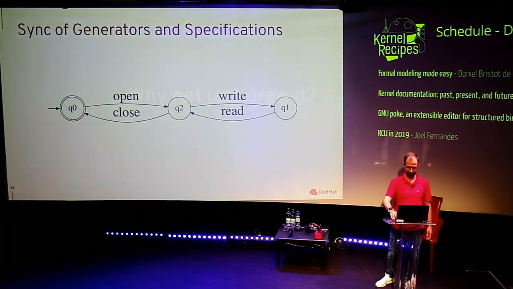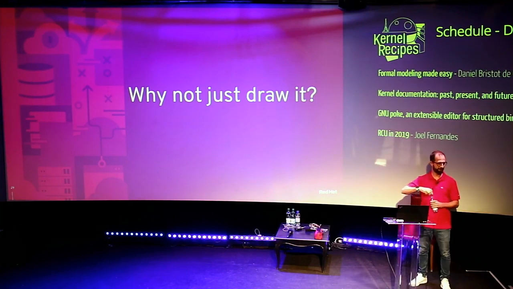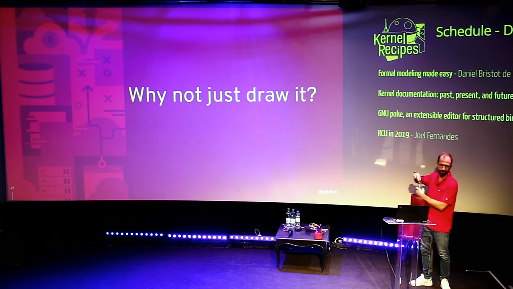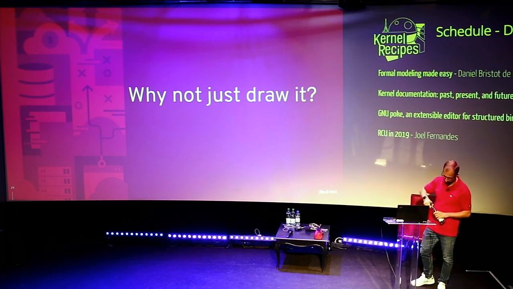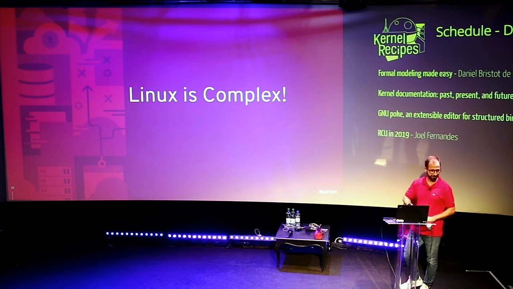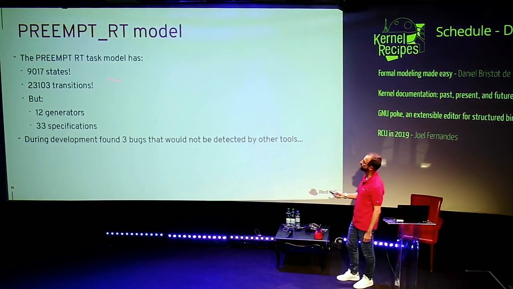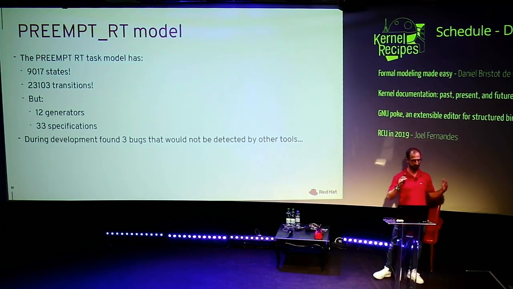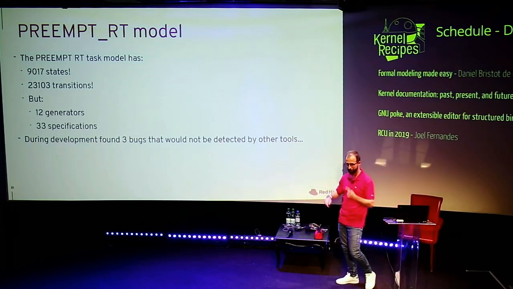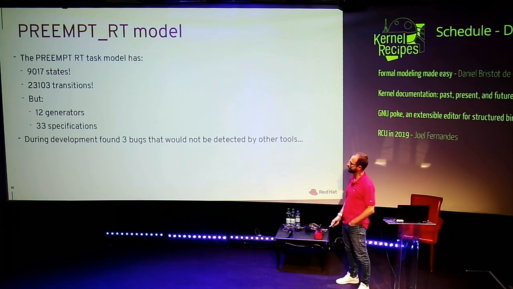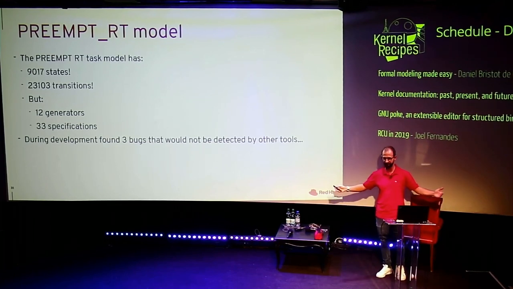my simple automaton. Okay, but why don't I just draw it from the beginning? Why such complexity to have such a small model? I just draw it, right? Yeah, and for small models, that's correct. But Linux is complex. Linux is not that simple. I did one automaton model to show the properties of the PREEMPT_RT at the synchronization level of preemption, RQs, and lockings. And my final automaton for a single CPU has 90,000 states and 23,000 transitions. So I could not draw it with my own hands, not in the lifetime of my PhD.